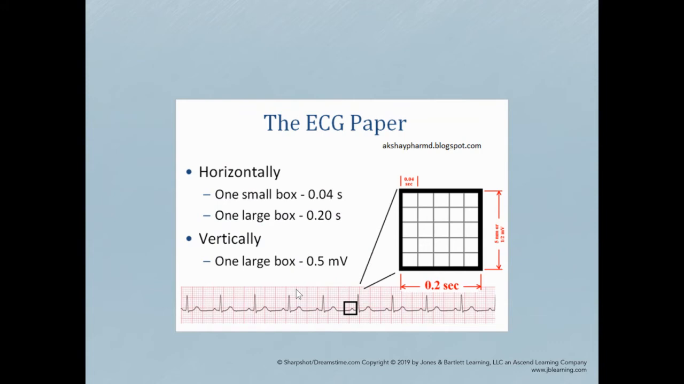And we can do the math on that. If there are 5 large boxes in 1 second, in order to obtain a 6-second strip, we would have to have 30 boxes all the way across, because that would be 5 large boxes times 6 seconds. So 30 large boxes going across is a 6-second strip. And 1 large box going vertically, traveling up and down the horizontal lines, would be 0.5 millivolts.